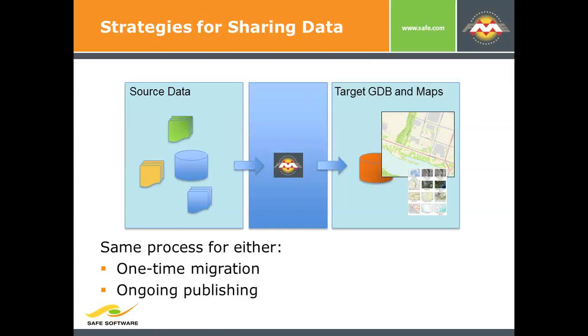Okay, Dale, thanks for that intro. So what I want to shift to now is strategies for sharing data. One way to think about this is to imagine taking your source data and using FME and pushing over to the target geodatabase and producing the maps that you want, and doing that on a one-time basis, almost like a migration where, hey, we like this data model, we really want to move forward with geodatabase, and here's how we're going to structure things, and just do this one time.